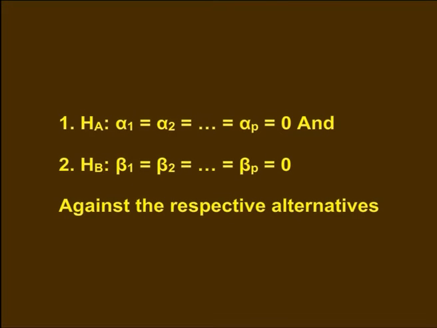Now, we will investigate a formal test of the hypothesis for HA: alpha 1 equals alpha 2 etc. equals alpha p equals 0, and for HB: beta 1 equals beta 2 etc. equals beta p equals 0, against the respective alternatives. We have assumed that the errors epsilon ij are normally and independently distributed with mean 0 and variance sigma square. The observations Yij are normally and independently distributed with mean mu plus alpha i plus beta j and variance sigma square.